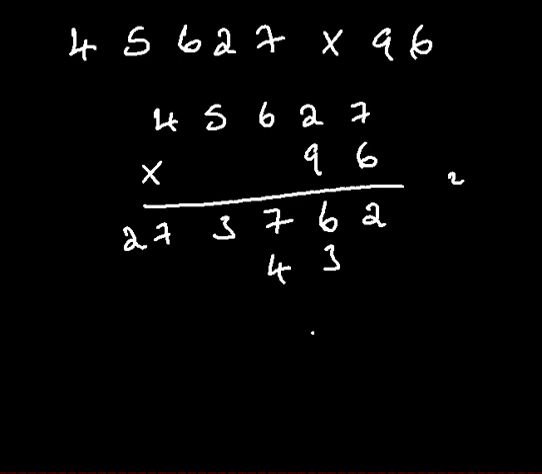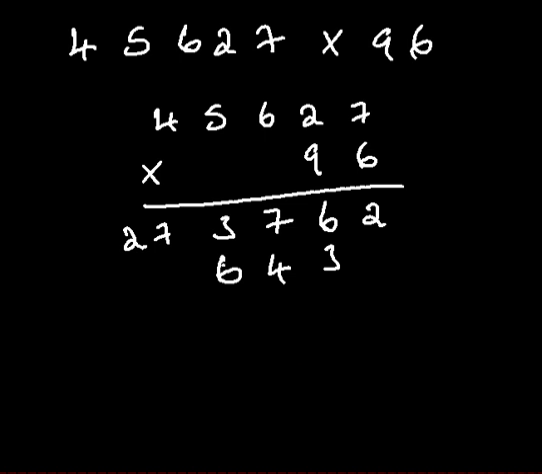And 6 times 9. What is 6 times 9? That is 54, and 54 plus 2, that is 56. So put 6 and keep 5. Like that.